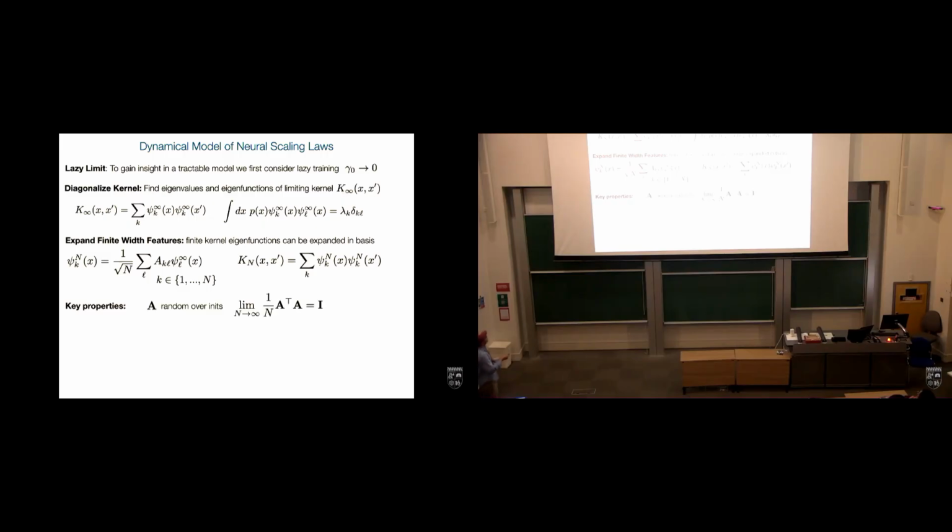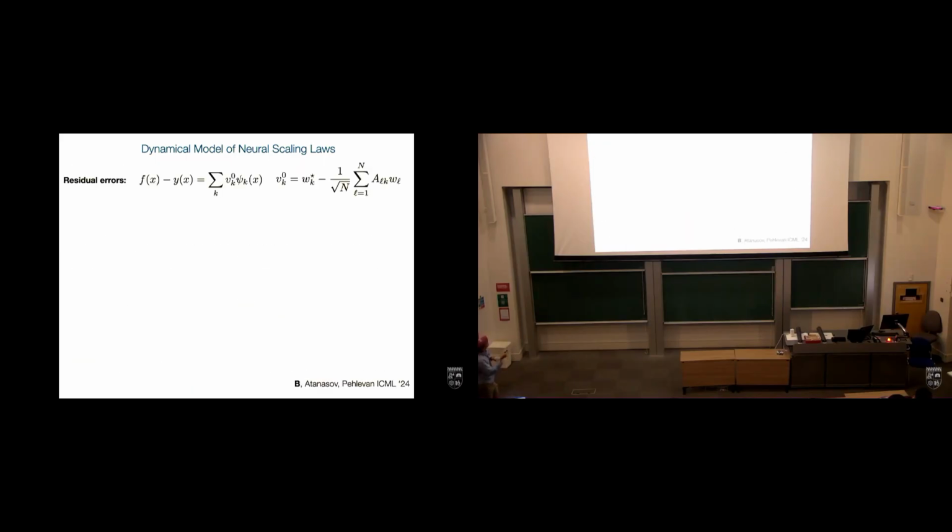And the key properties are this A has to be random over initializations, and it has to have this kind of second moment structure. And the reason is that Kn, this kernel, has to converge to the infinite width kernel. Okay. So let's treat A as random with this second moment and pretend everything else is just IID Gaussian. And you can do just a closed theory of this.